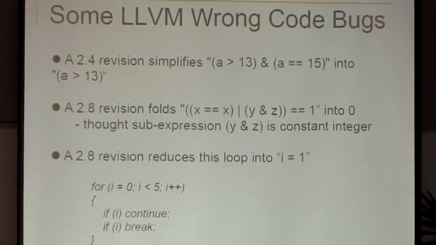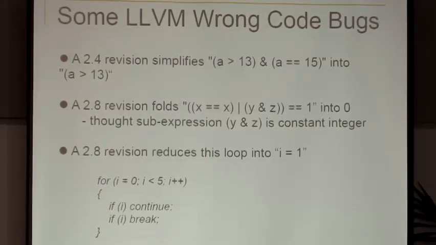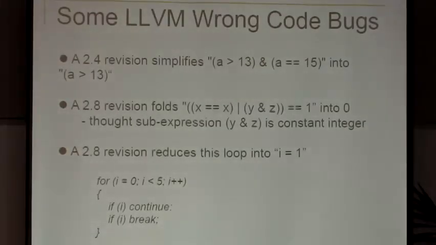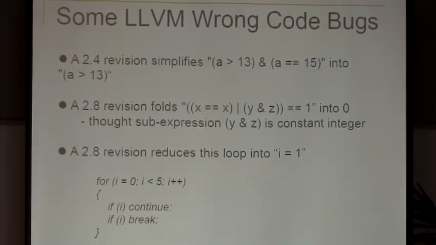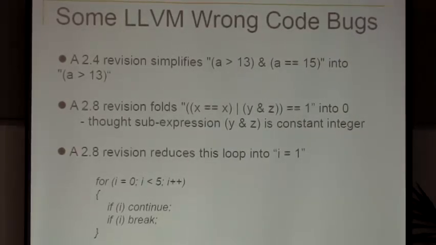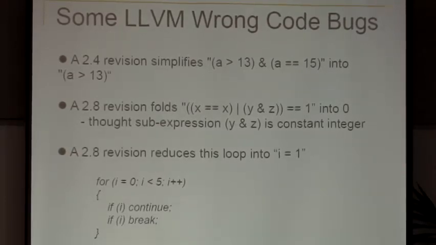Next, I'm going to show you some wrong code bugs we found in the compiler. This one is from a 2.4 revision. It tries to simplify this combination of comparisons into one comparison, but apparently it chose the wrong one to simplify to. And this 2.8 revision tries to fold the whole expression into 0. We took a look at the source code and found the reason is they somehow think this expression is a constant integer, and try to apply a rule that shouldn't be applied.